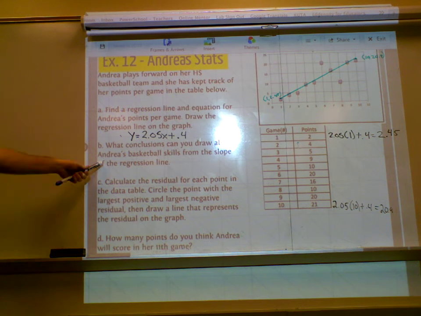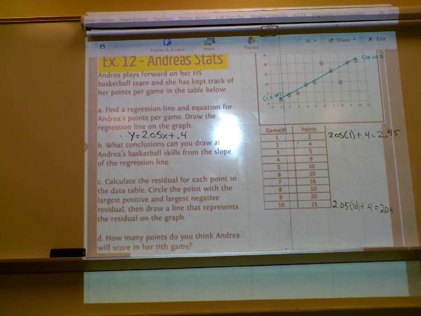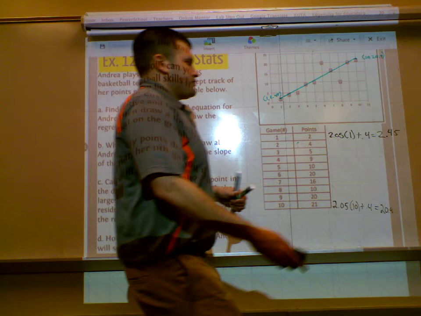So Andrea's getting better at basketball. All right, calculate the residual for each point in the data table. Then it says circle the point with the largest positive and largest negative residual. Then draw a line that represents the residual on the graph. So, how do we find residuals?